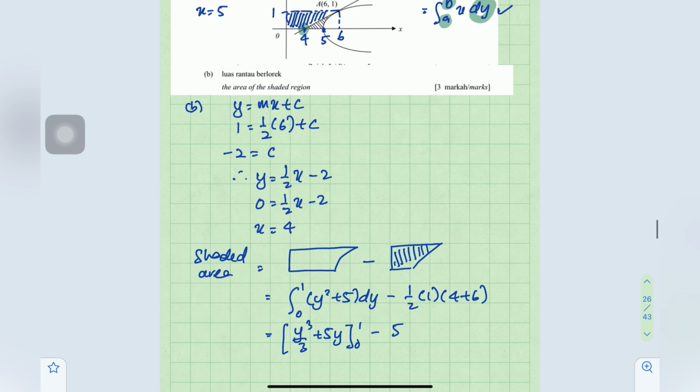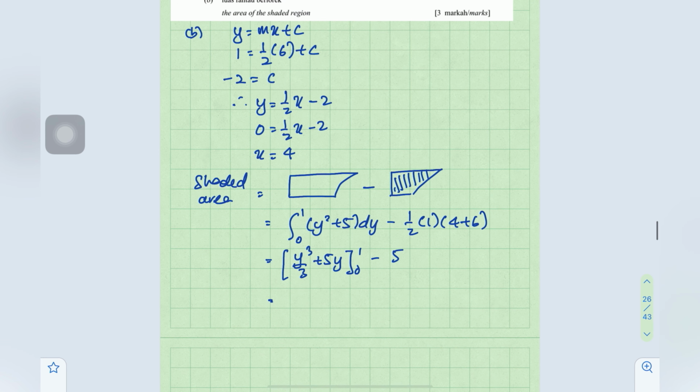Okay, so substitute upper limit. So 1 cube over 3 plus 5 times 1. Okay, minus 0 cube over 3 plus 5 times 0. Okay, minus 5. So the final answer will be 1/3.